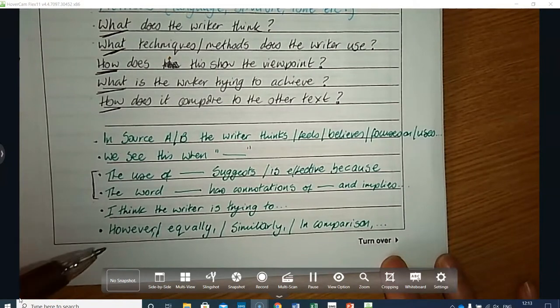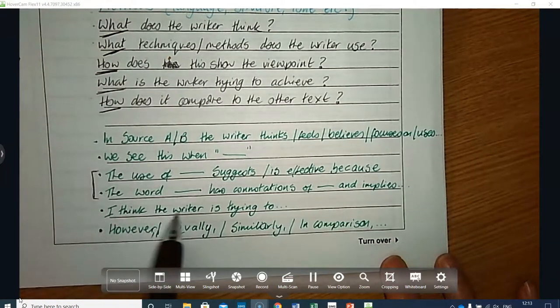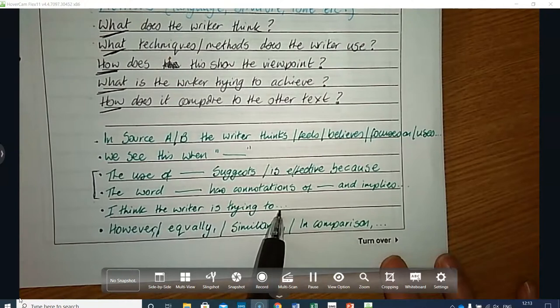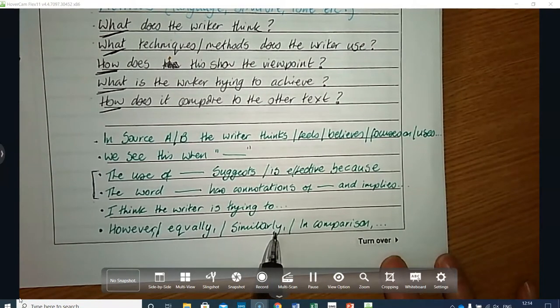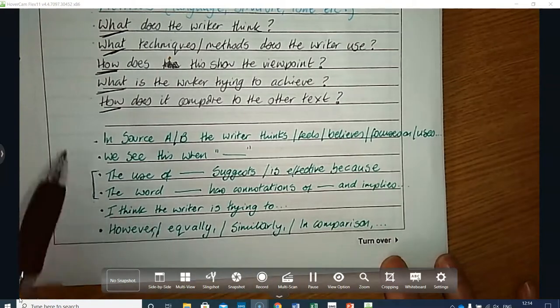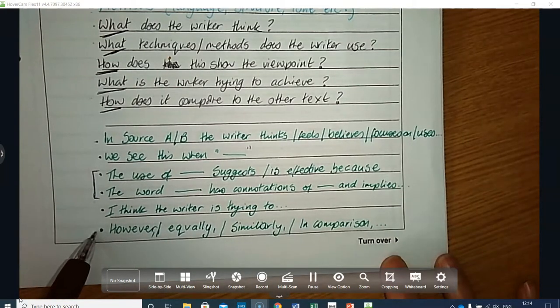Now we know we need to write about perspective, so we then need to say what we think the writer is trying to do and how it is similar or different in the other text, and that needs to be detailed to get those top marks. Really explain how it's similar or different. And if you want to really go into the subtleties, that's going to give you a sense of pushing into those top marks. So make sure you've got all of those sentence starters down as well.